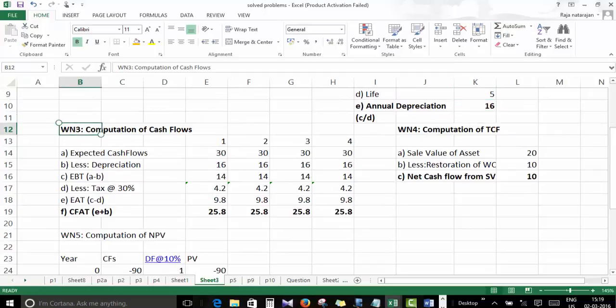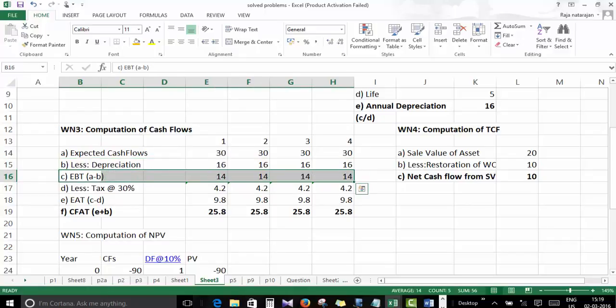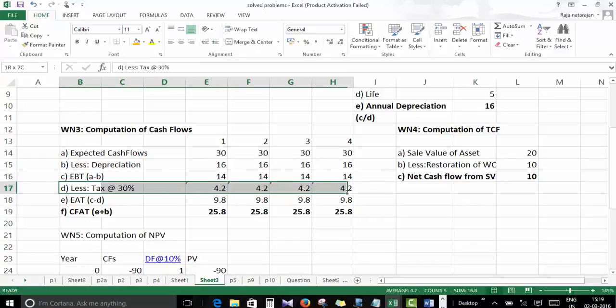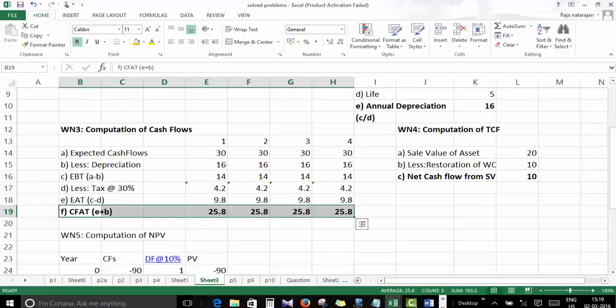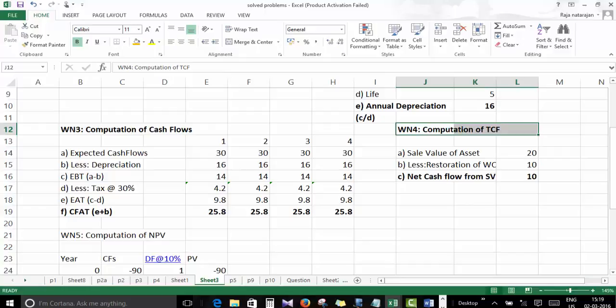Then we'll go to working note 3, computation of cash flows. Already we have captured the expected cash flows. Now depreciation will be 16 and not 20. So our EBT is going to be 14. And we have to apply 30% tax on EBT of 14, which is 4.2. So you get EAT as 9.8. And with this, if you add back depreciation of 16, you get cash flows after tax as 25.8. Then working note 4, where we have to capture the terminal cash flows, where the asset is going to be sold for 20, restoration of working capital is 10, so net cash flow from salvage value is 10.